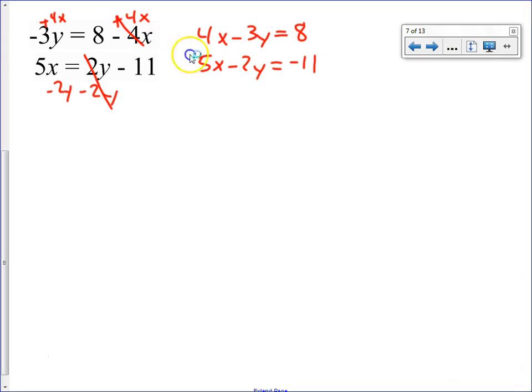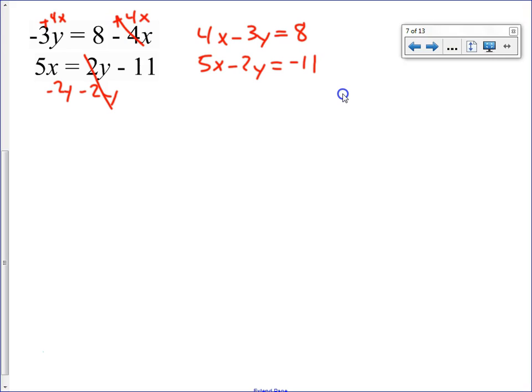Now, if you'll notice, the 4x and the 5x, neither one goes into the other one. Same with the negative 3y and negative 2y. So here we've got to be a little bit more creative. So here's where the lowest common multiples come into play that you learned back in grade school. So I'm going to take a look at the x's. Since those are positives, I'm going to work with those. You can work with the y's if you wish, but I'm going to go with the x's.